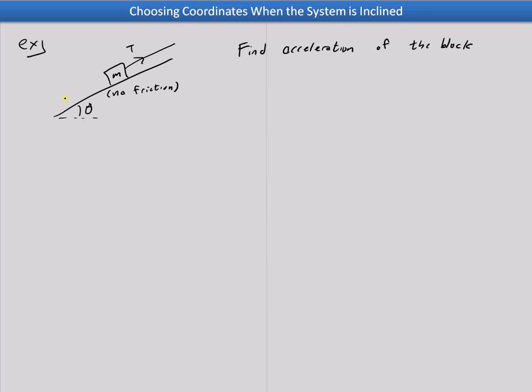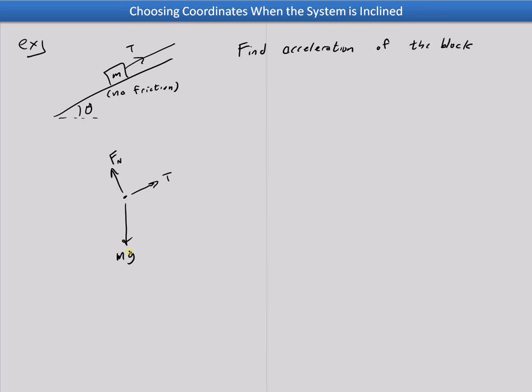Okay, so let's draw a free body diagram for the block. The system is going to be the block. And let's draw the forces that act on this. We have the tension force directed up along the ramp. We're going to have the normal force. Remember, normal means perpendicular, so it has to be perpendicular to the ramp. These two are at 90 degrees from each other then. And then we have weight, which points down. So that's equal to m times g.